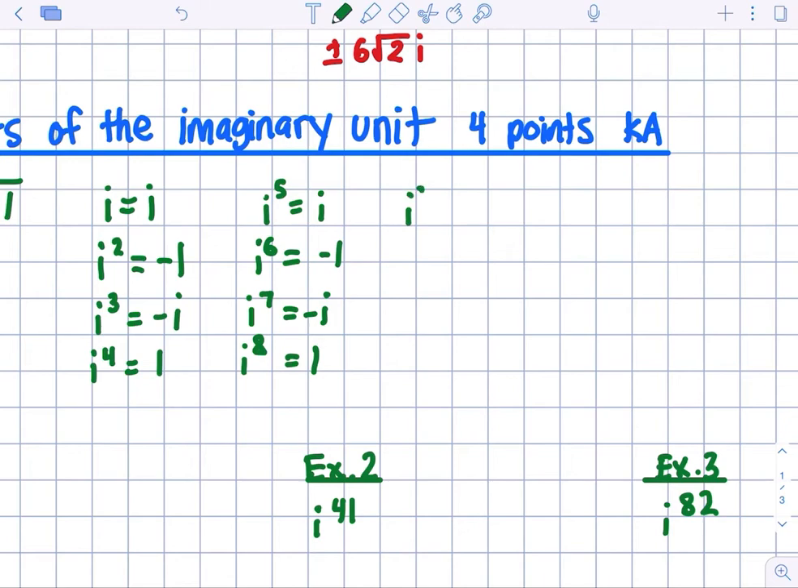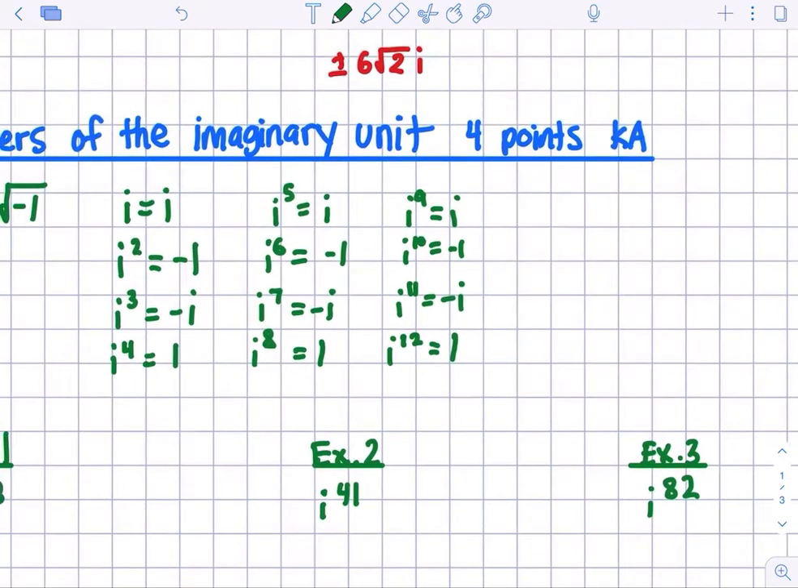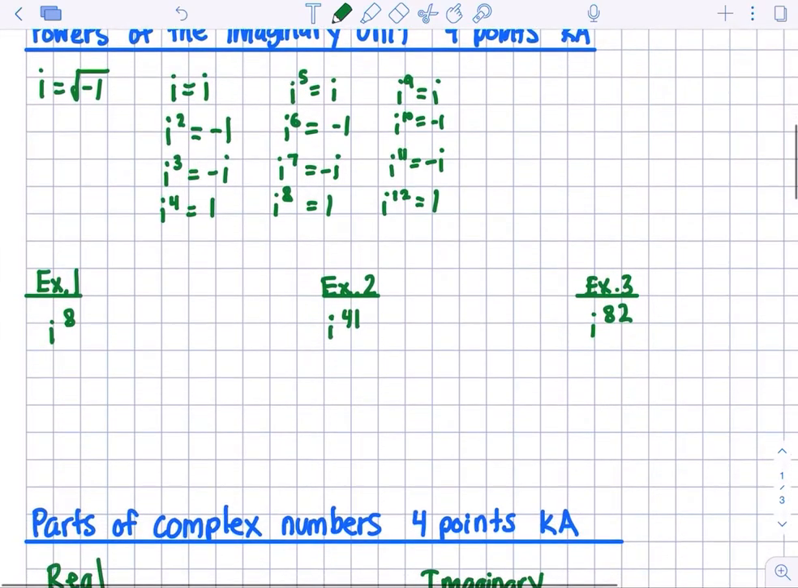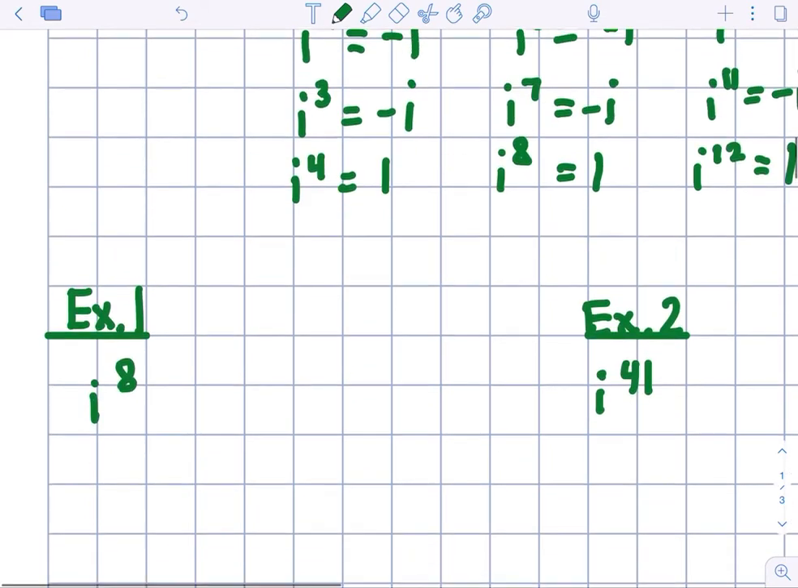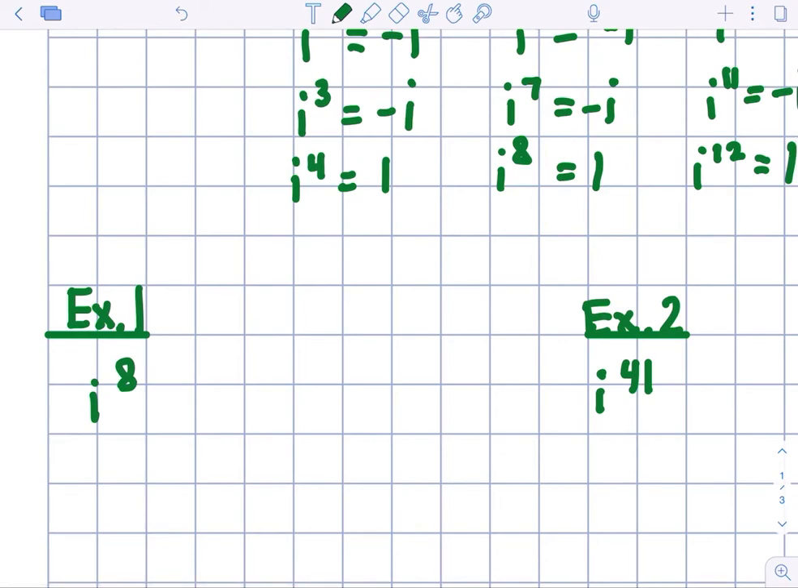So if we had i to the ninth, that would just be i. i to the 10th is -1, i to the 11th equals -i, and i to the 12th is equal to 1. And in the examples, I'll show you the shortcut on how you get these. Okay, so let's look at example 1. This is kind of like the trick. You know i to the fourth is equal to 1, right?